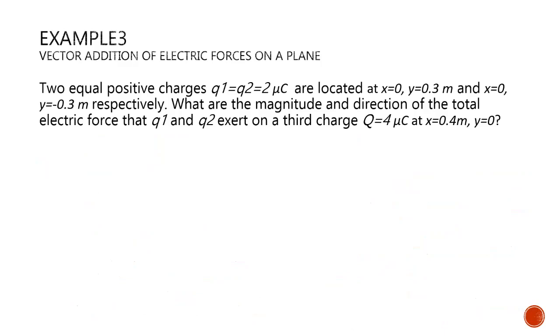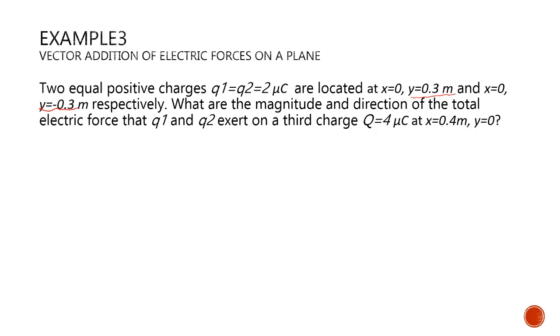So for example number 3, this time it's not located on the same axis because we have some y values here. So it's just the same as two-dimensional motion. We get the total forces along the x-axis and total forces along the y-axis, and then get the resultant. So let's have that.